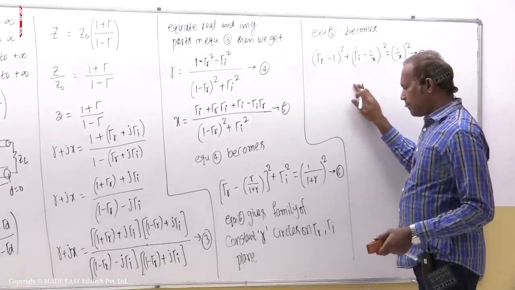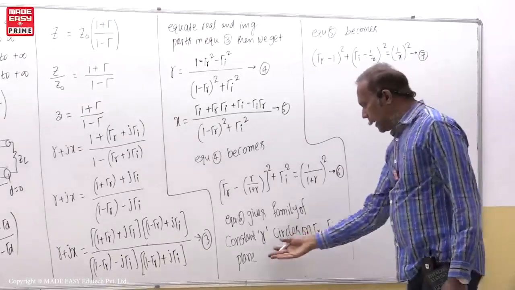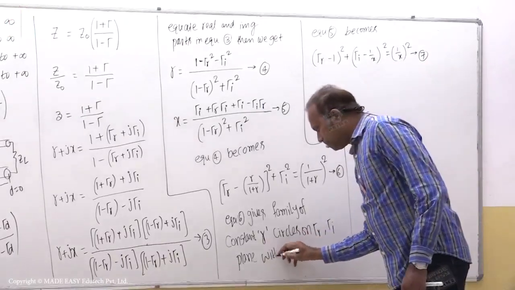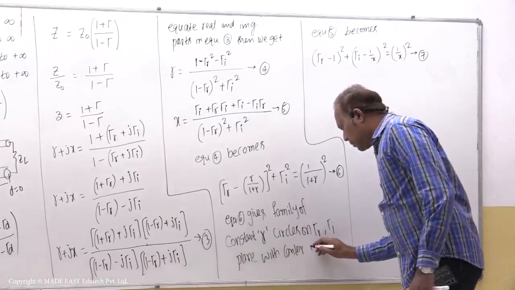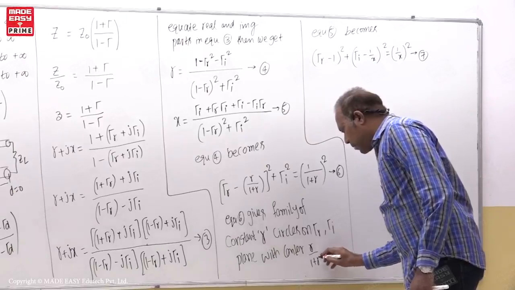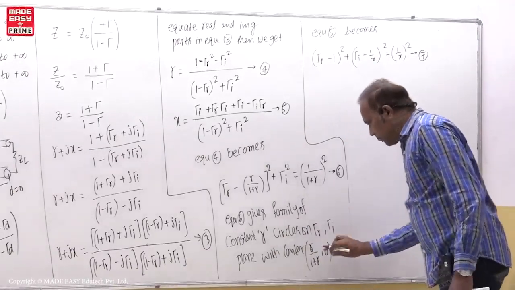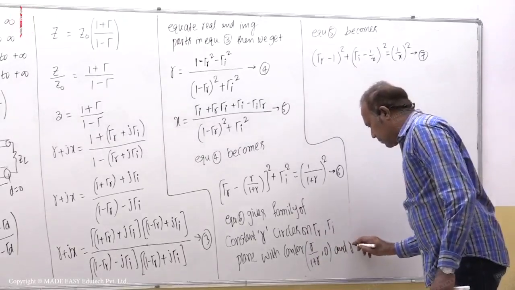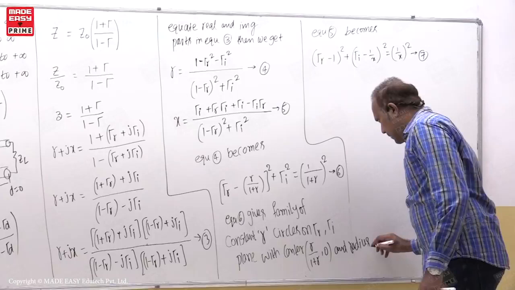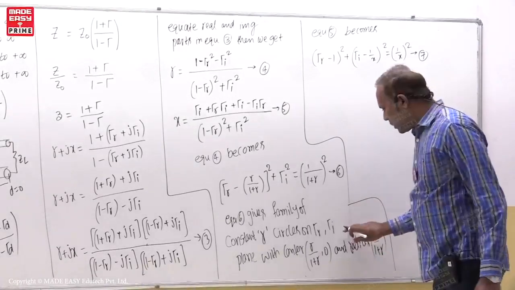So with center, I will write center also, r by 1 plus r comma 0, and radius 1 by 1 plus r. Students, this is objective question.